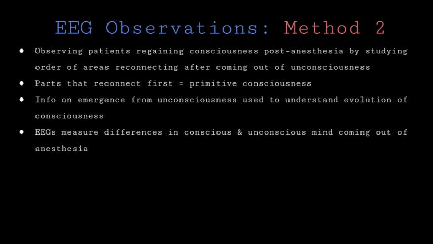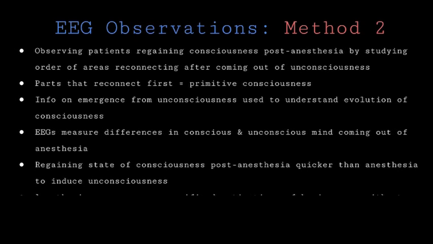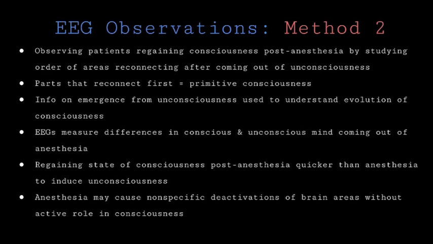It has been previously noted that EEGs may be better able to measure the differences in a conscious and unconscious mind as a patient comes out of anesthesia. This is due to the fact that people typically regain their state of consciousness after anesthesia-induced unconsciousness quicker than the time it takes for anesthesia to induce unconsciousness. Many researchers argue that studying how consciousness is regained is superior to studying the transition into unconsciousness, because anesthesia may cause nonspecific deactivations of the brain that do not necessarily play an active role in consciousness.